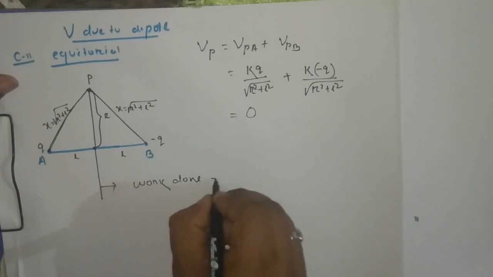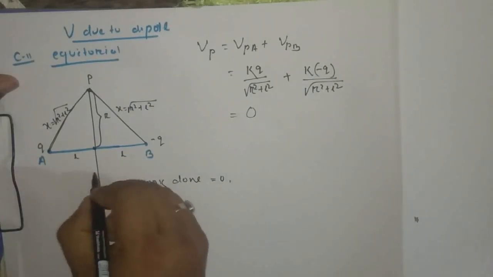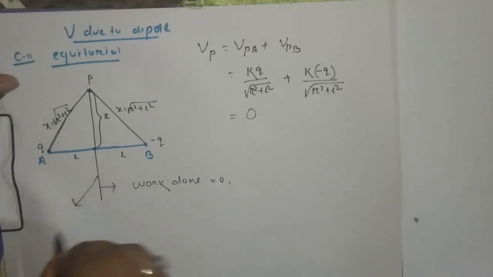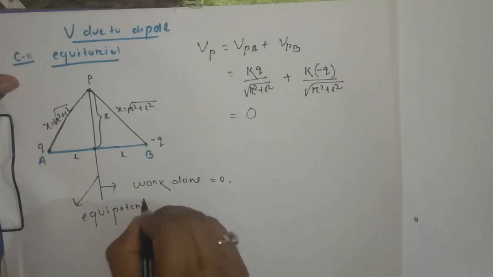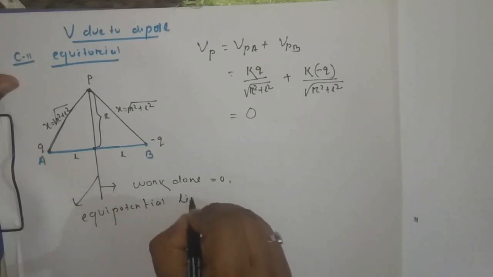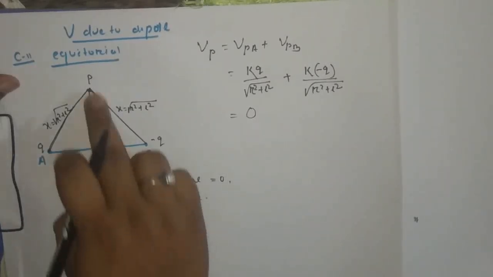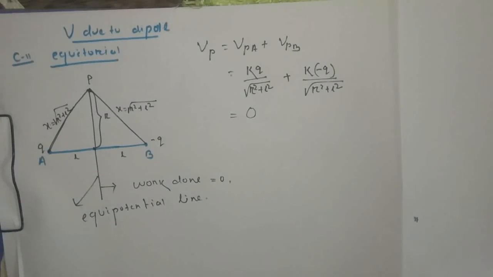How the work done is 0, I will tell you. So this is an equipotential line. This line is also known as the equipotential line. Why is it an equipotential line? Because the potential difference at any point is 0.